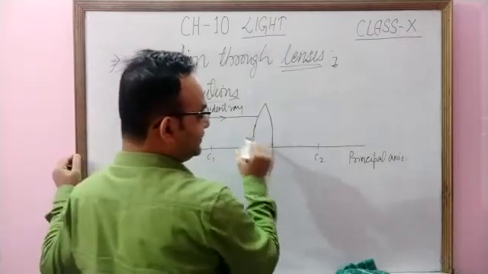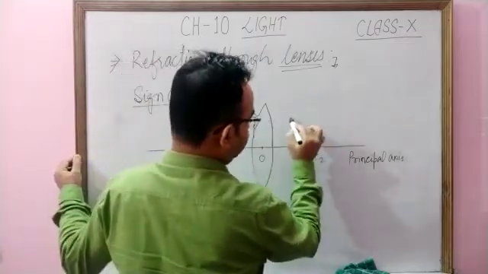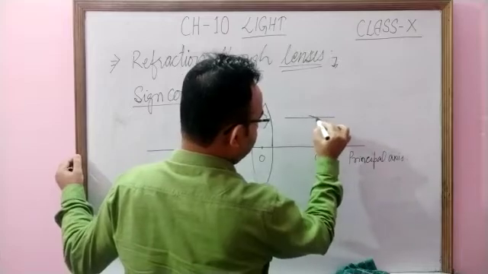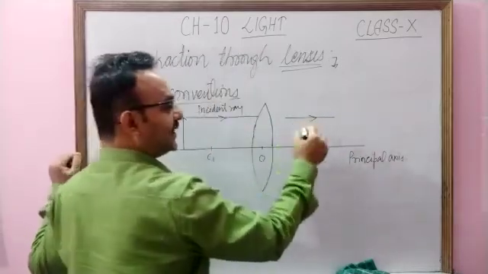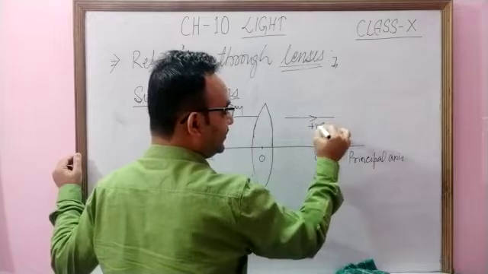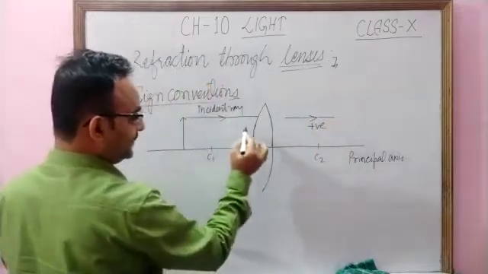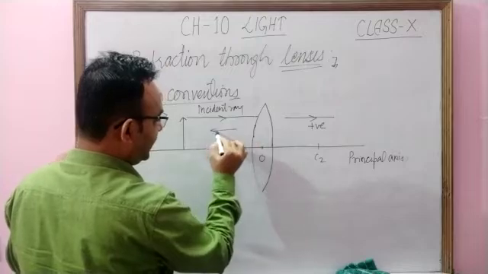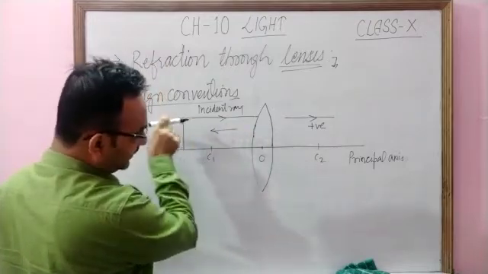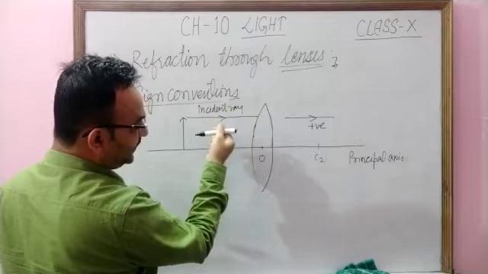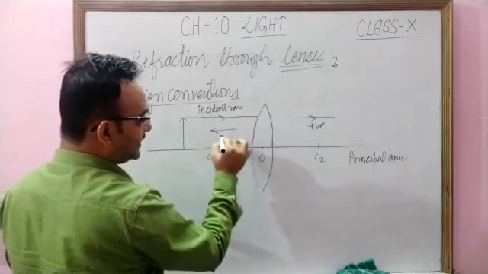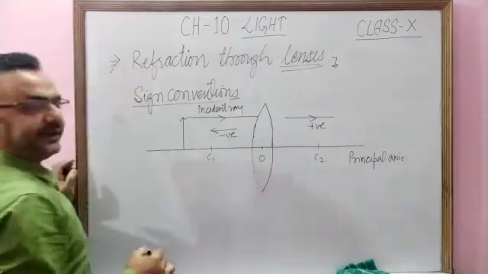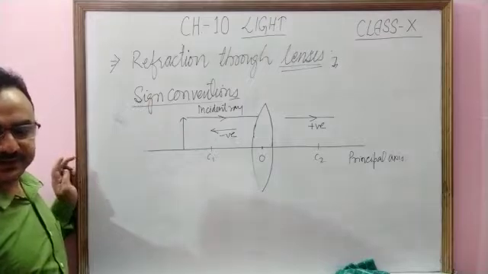Distance measured in the direction of incident ray of light is taken as positive, and distance measured opposite to the direction of incident ray of light is taken as negative. Clear?